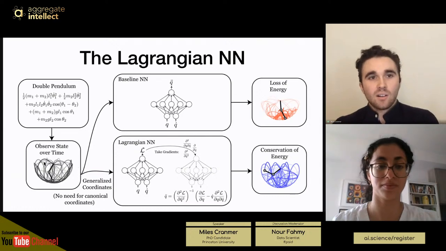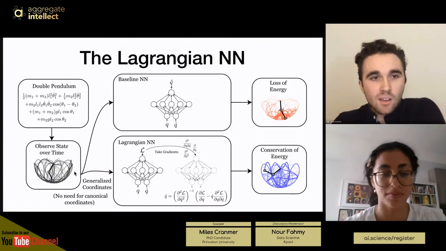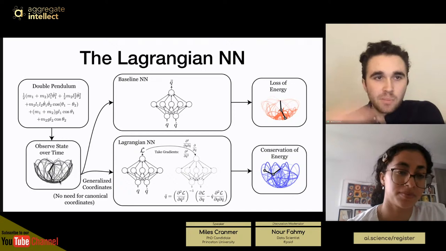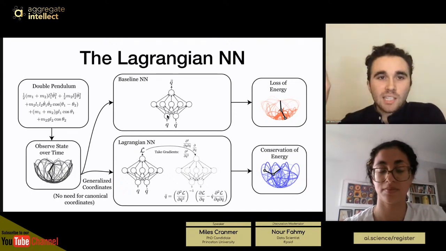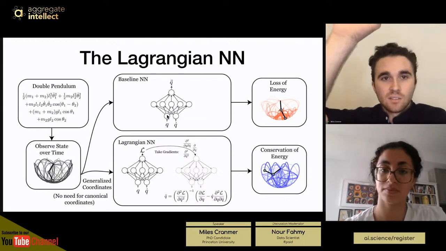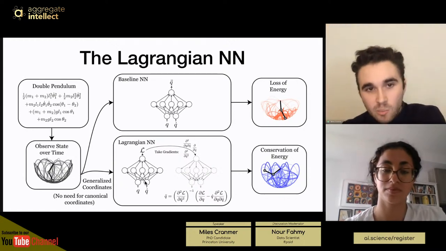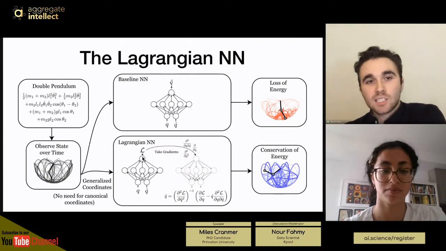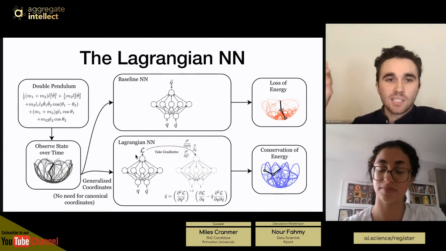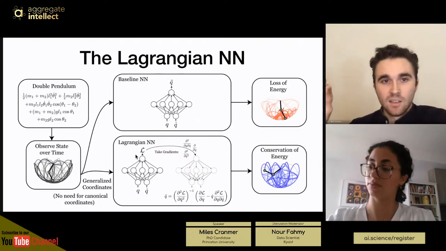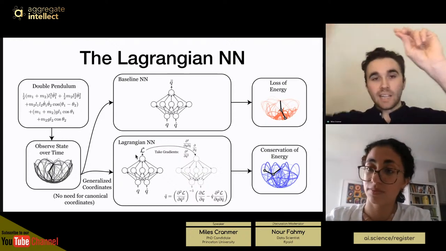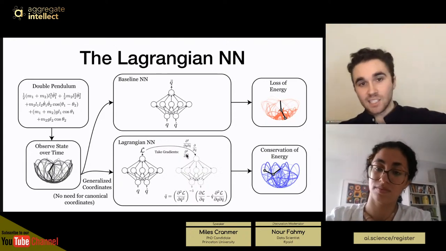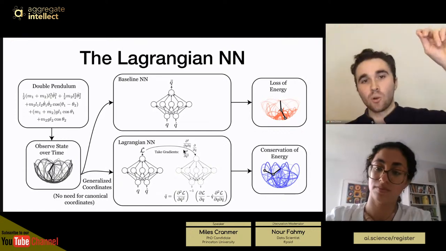And this is our new model. You observe the dynamics of a system over time, like the position and velocity. The baseline approach: you take the position and velocity and you predict the acceleration of the dynamics. The Lagrangian approach, much like the Hamiltonian, you predict a scalar. So you take the position and velocity, it doesn't need to be a momenta. That's the key thing. You take the velocity, you predict the Lagrangian, and then you take the gradients with respect to the input. And in this case, you actually have to take the second order gradient.